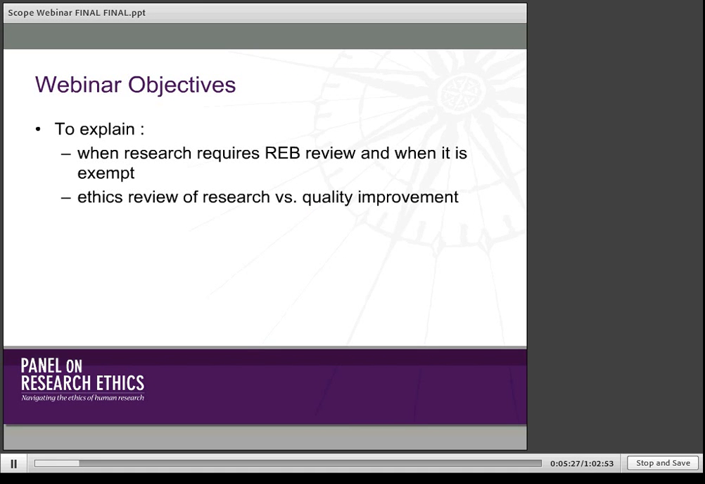I'm now on a slide entitled Webinar Objectives. It's the third slide in the set. These are my objectives with today's webinar. First, we'll look at the general rule for determining when research requires REB review, and then we're going to look at some very specific exemptions. And then finally consider a common question, which is how to distinguish between research and quality assurance.